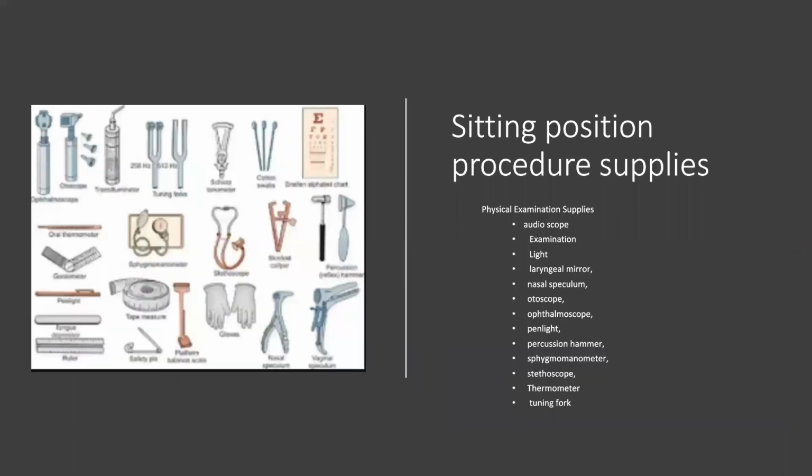The sitting position procedure supplies consist of, for example, a physical examination. That would consist of an otoscope, an examination light, a laryngeal mirror, a nasal speculum, an ophthalmoscope, a penlight, a percussion hammer, a sphygmomanometer, a stethoscope, a thermometer, and a tuning fork.